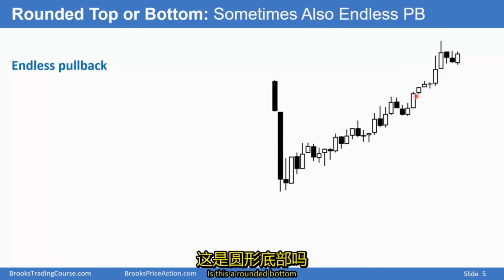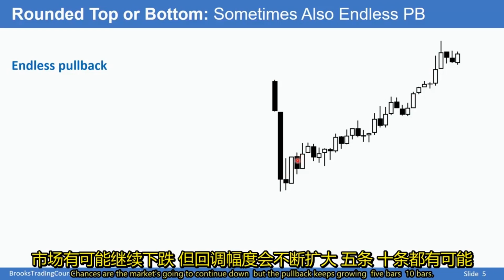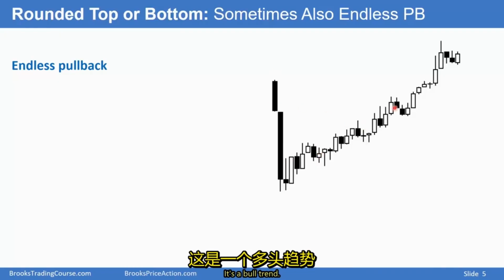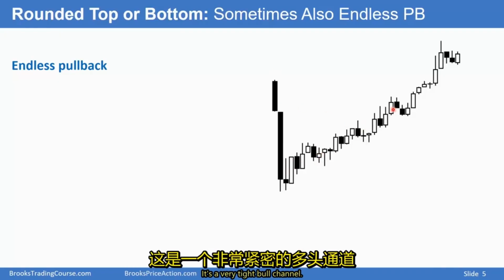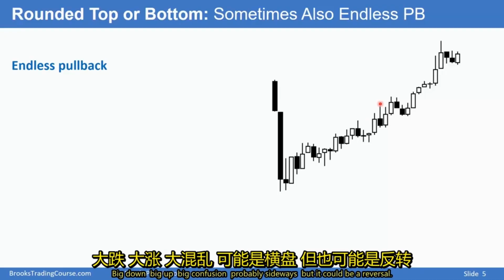Is this a rounded bottom? We have a strong sell-off and we have a pullback, a bear flag. Chances are the market's going to continue down, but the pullback keeps growing, 5 bars, 10 bars. At some point, it's no longer a pullback and a bear trend, it's a bull trend. It's a very tight bull channel. This is a breakout on a higher time frame chart. Big down, big up, big confusion. Probably sideways, but it could be a reversal.